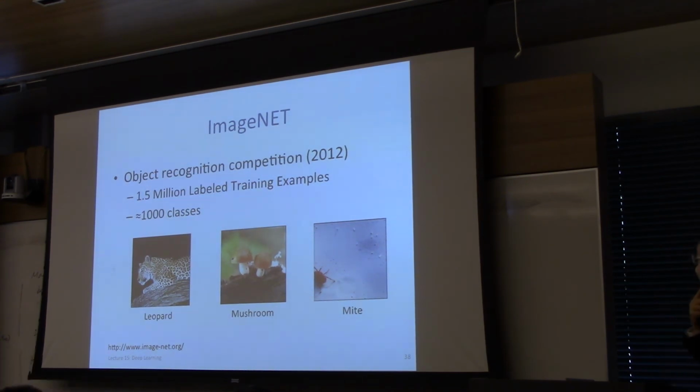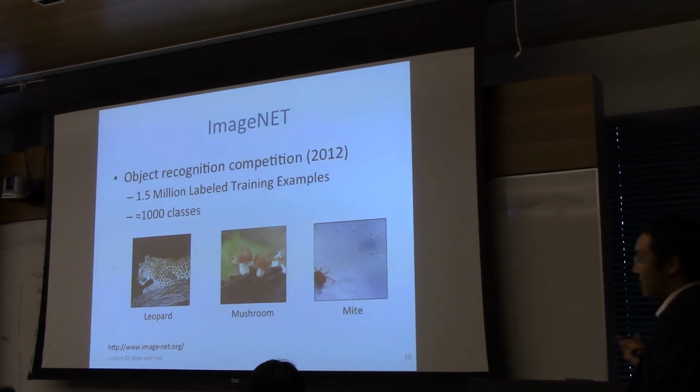One of the things that I think really put deep convolution nets on the map is the ImageNet data set. It ran as a competition; one of their versions of ImageNet ran as a competition in 2012. 1.5 million labeled training examples collected meticulously, and about 1,000 classes. These are a subset of the classes, so there's a mite, a mushroom, a leopard. And spoiler alert, deep conv nets won this competition.